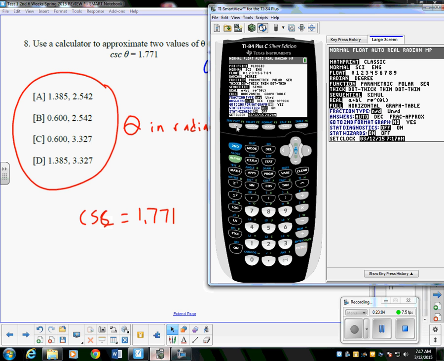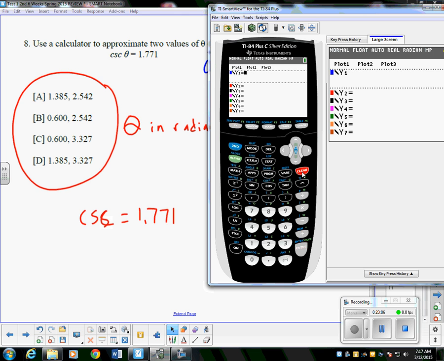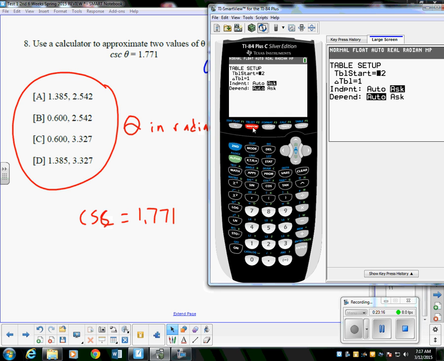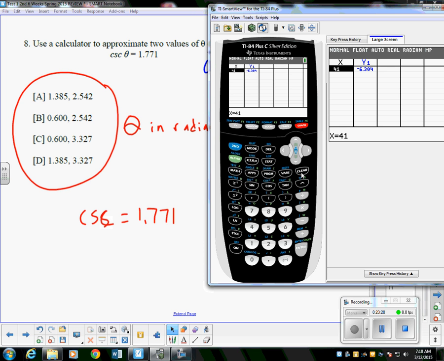So here's what I'm going to do. I'm going to go to the y equals and clear that out. I know cosecant is 1 divided by the sine of an angle x. That much I know. So I'm going to go into my table, and I'm going to go to the ask function. Let me delete all that stuff there. That 41 won't go away, so let's just ignore it for a second.